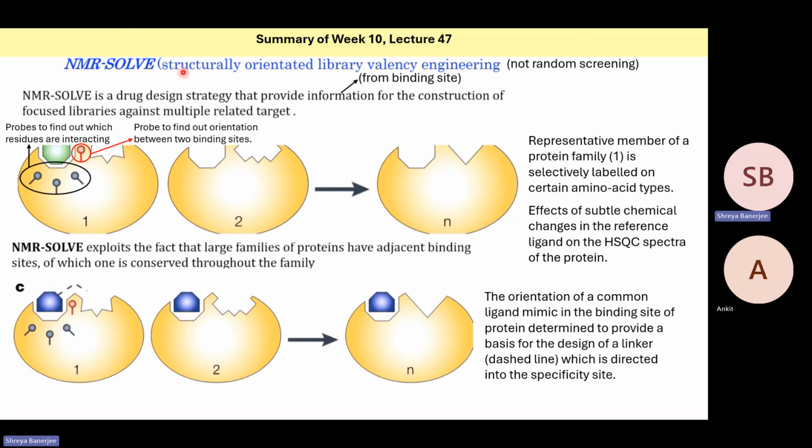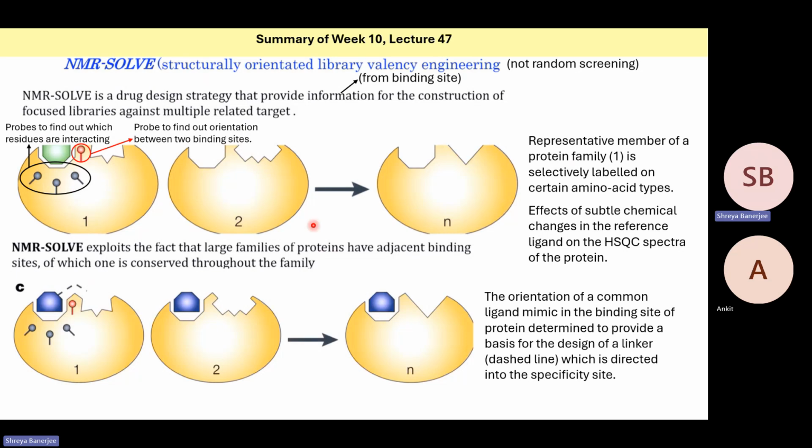But the NMR SOLVE strategy is not random screening. In this strategy, what is done? The structure of the binding site of the protein is found out. When we say a protein family, we mean that one of the binding sites is the same for all members of a protein family. You can see the first binding site, which consists of 1, 2, 3, 4, 5 edges. It is the same for all members of the family. And the second binding site is varying.